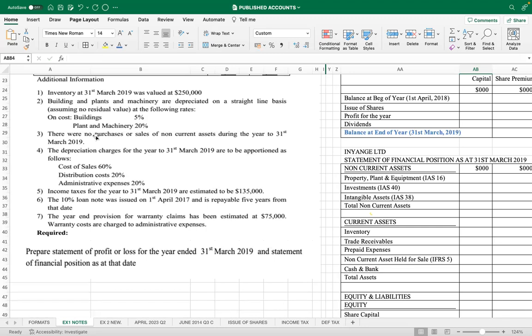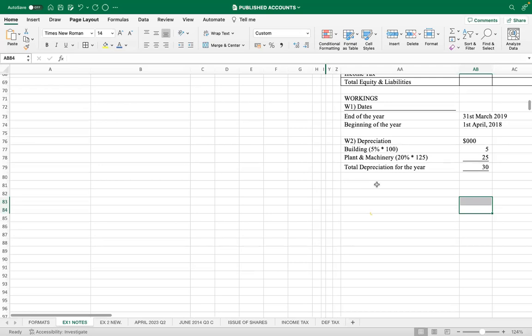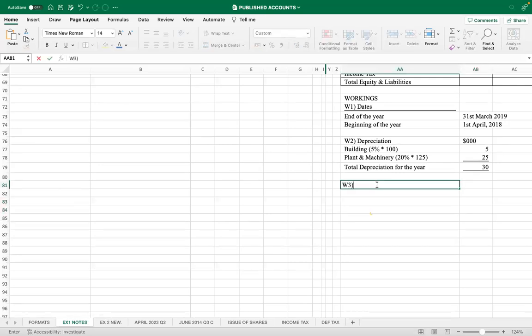Additional information 3. There were no purchases or sales of non-current assets. So that's good that there is no working there. So the depreciation charges for the year to 31st are to be apportioned as follows. Cost of sales will take 60%, distribution 20%, and administration costs 20%. So I'll have it as a working 3, and I'll call it apportionment of depreciation, or sharing out of depreciation.